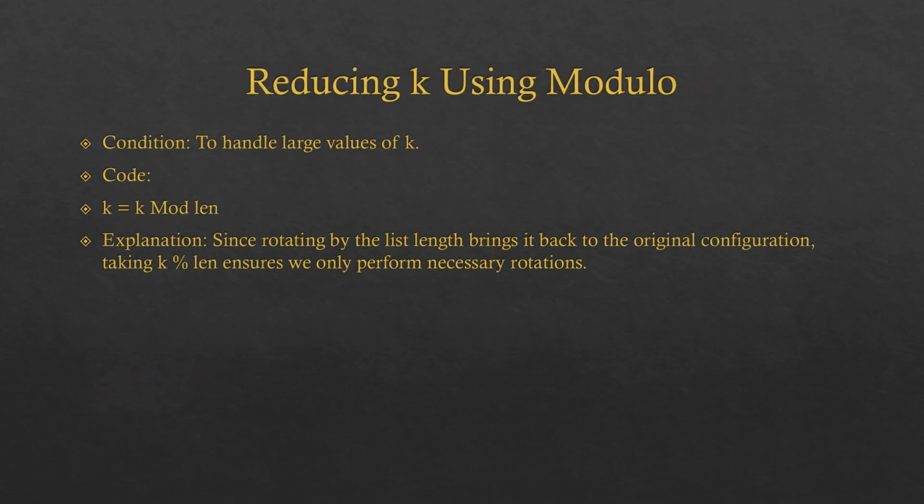Once we have the length of the list, we reduce k by taking the modulo with the length. This ensures that we only perform necessary rotations, as rotating the list by its length brings it back to the original configuration.